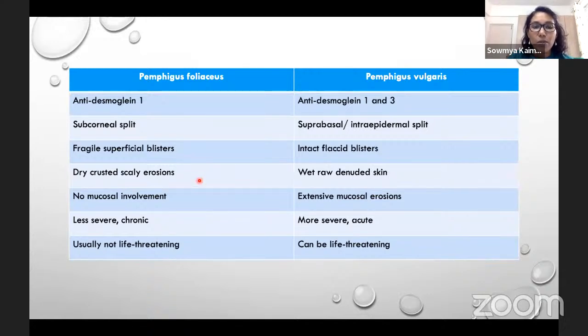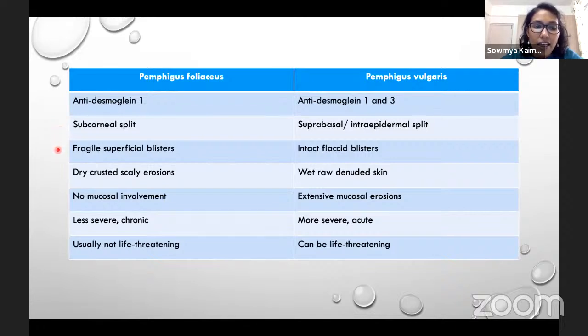So again, to just recapitulate the differences, the reason for the clinical differences in foliaceous and vulgaris is the fact that in foliaceous, you have only anti-desmoglein 1 antibodies, whereas in vulgaris, your main antibody is anti-desmoglein 3. You could also have anti-desmoglein 1. And this is the reason for the location of the blister as well as the involvement or the lack of involvement of the mucous membranes. Now, I already told you in foliaceous, it is a subcorneal split, whereas in vulgaris, it is a suprabasal split. This is quite a favorite question for entrances. So if you understand the pathogenesis, it's easy to decipher the level of the split.